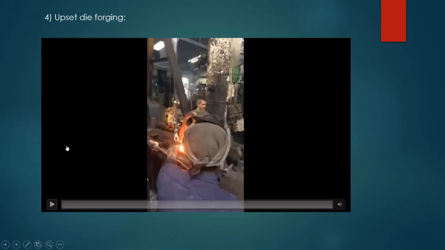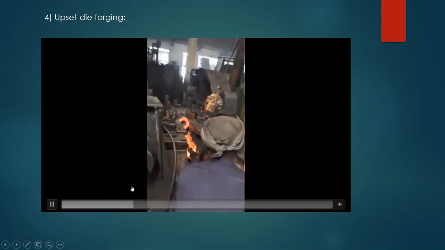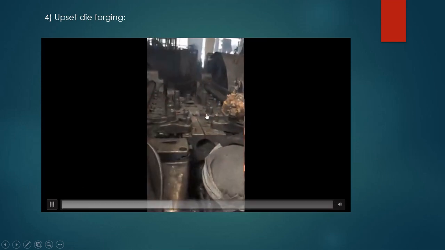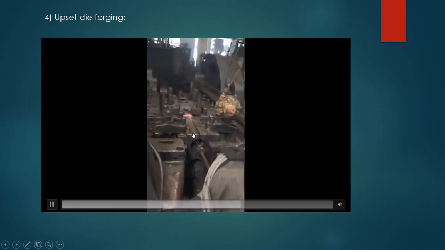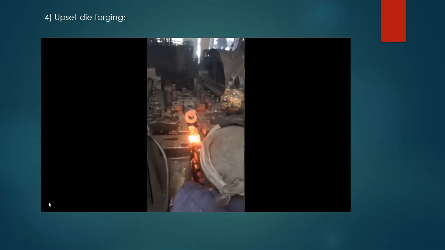Then heading on further, there is upset die forging. Now upset die forging is similar to impression die forging, but here we can see that the job is heated and put between the two dies. This is called the supporting die because it supports the job, and from the forward side it is compressed. Now this increases the diameter of the job and satisfies the need of upset forging.